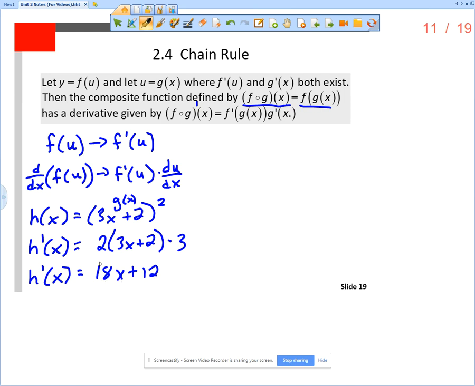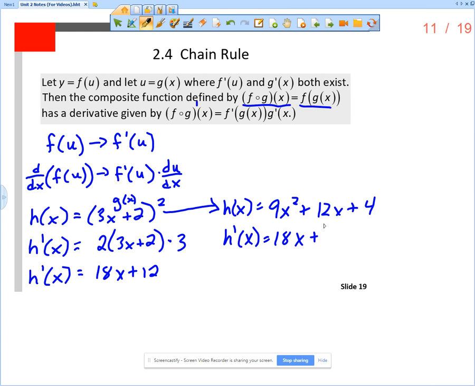Now, the reason I've selected this example is because this is an easy one to show we're right by rewriting h of x. How do I rewrite h of x? Well, it's 3x plus 2 quantity squared. So if I multiply that out, I get 9x squared plus 6x plus another 6x, that's 12x, plus 2 times 2 is 4. So that's the original h of x. Then how do I find h prime of this version? Well, we would bring the 2 in front. 9 times 2 is 18, x to the first, plus the derivative of 12x is 12, plus the derivative of 4 is 0. So notice 18x plus 12, 18x plus 12.